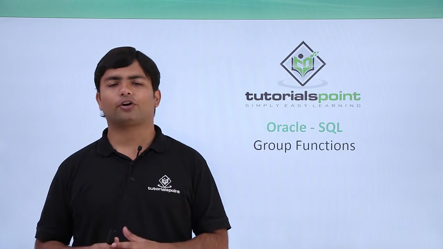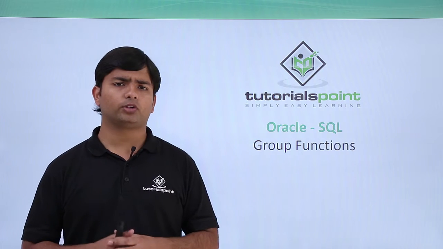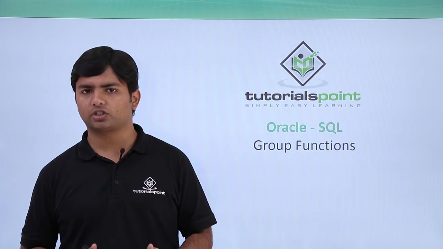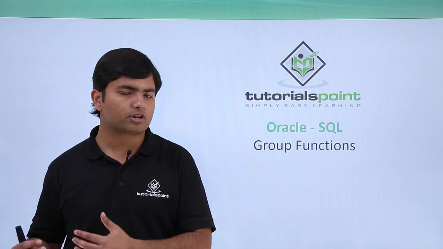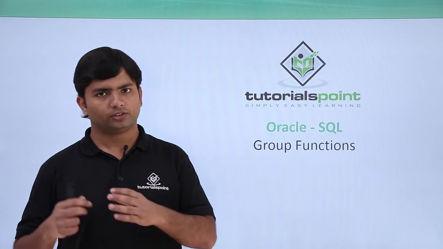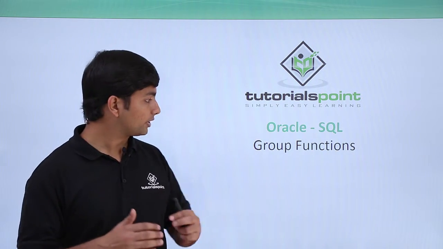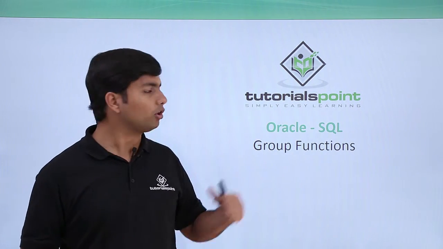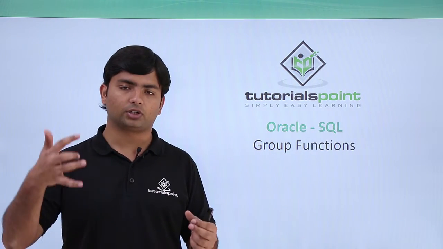In this video of Oracle SQL, we will begin with the group functions. In our previous videos, we have already discussed functions and noticed that they were of two types: single row function and multi row function. A single row function returns one result per record, but a multi row function, or I should say group function, will return a single result per group.